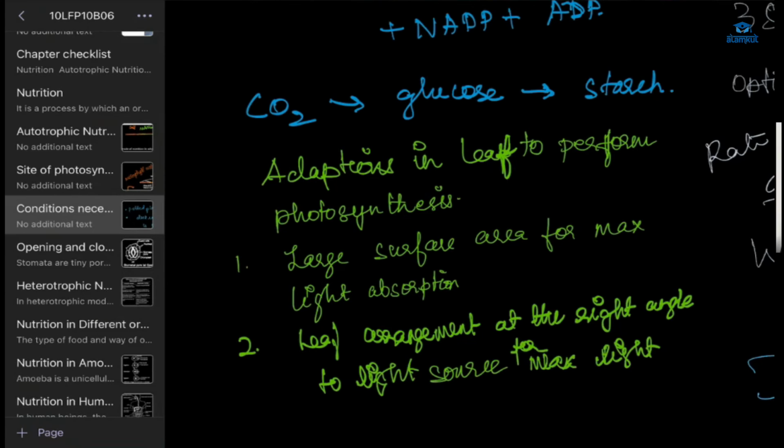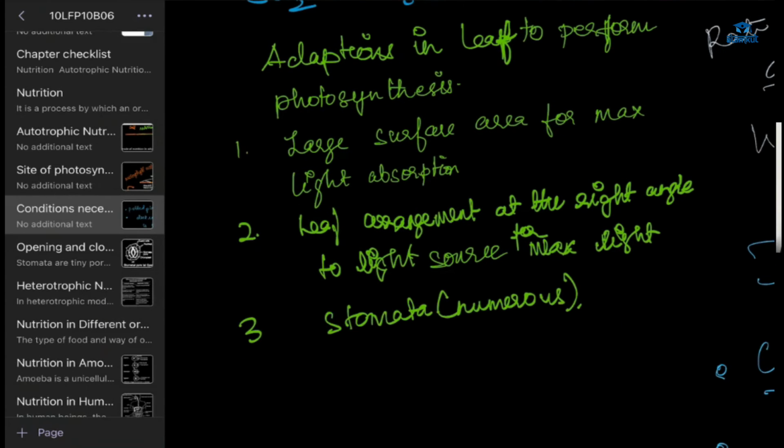And sometimes there are numerous stomata. So these are the adaptations. What are the adaptations? Large surface area for maximum light absorption, then leaf arrangement at right angle to the light source for maximum light absorption, then numerous stomata so that more carbon dioxide comes in. Okay, did you get me?